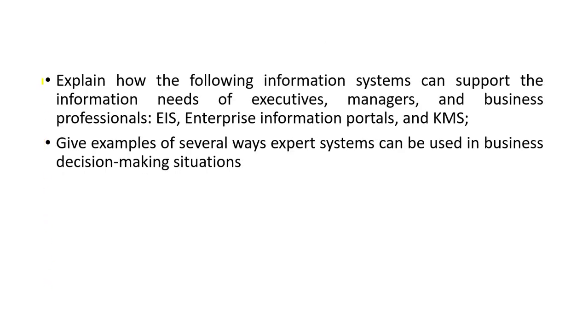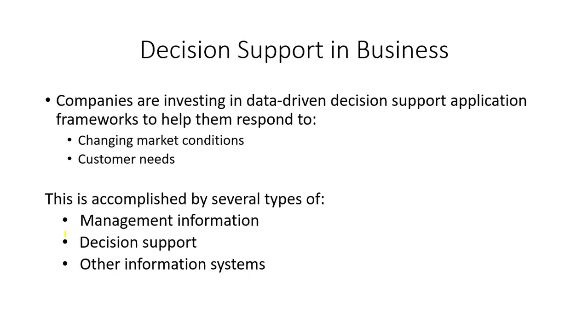Second to the last objective, we are going to explain how the following information systems can support the information needs of executives, managers, and business professionals, like the Enterprise Information System or EIS, Enterprise Information Portals, and KMS, known as Knowledge Management System. And lastly, give examples of several ways expert systems can be used in business decision-making situations.